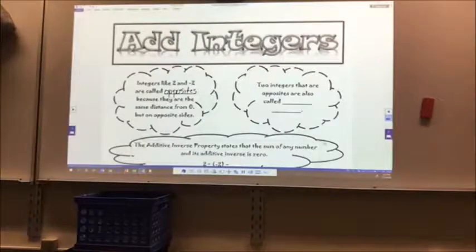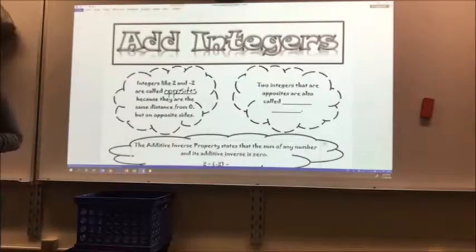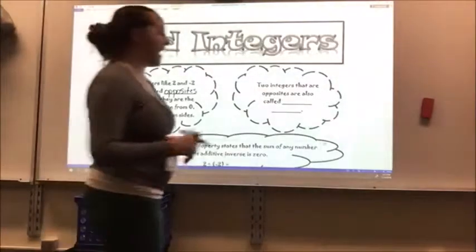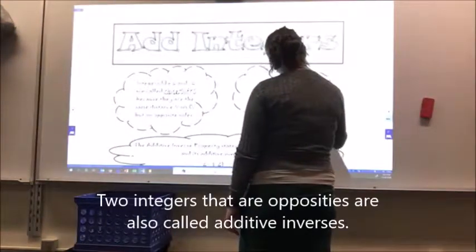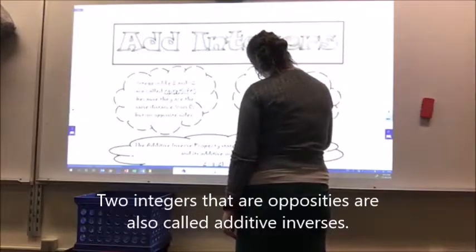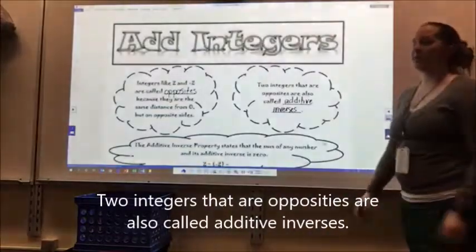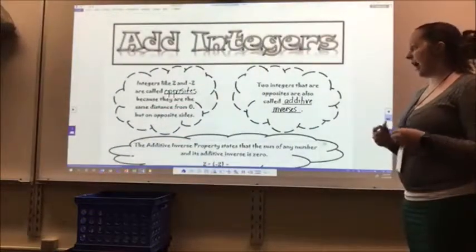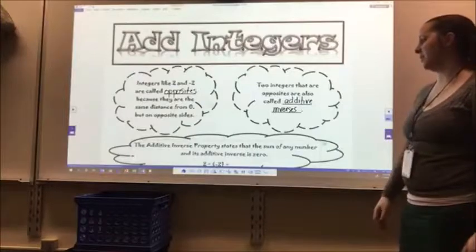sides. Two integers that are opposites are also called blank blank. In those blanks, you're going to write additive inverse. They're additive inverses. So basically, they're opposite signs, but they're the same numbers. So that when they do that, they'll add up to be 0.